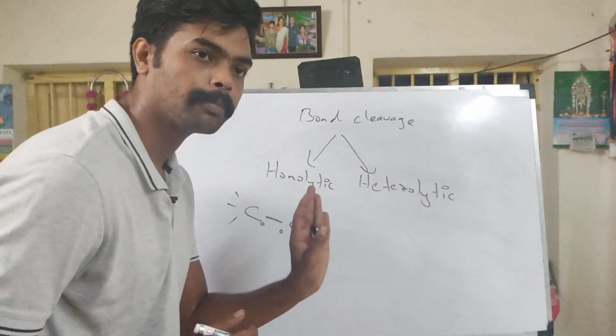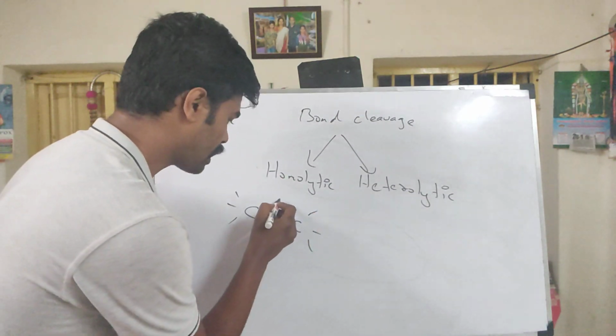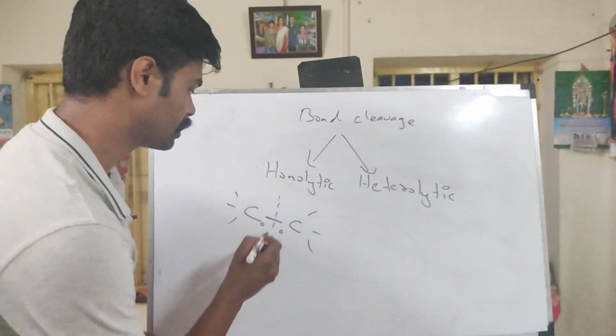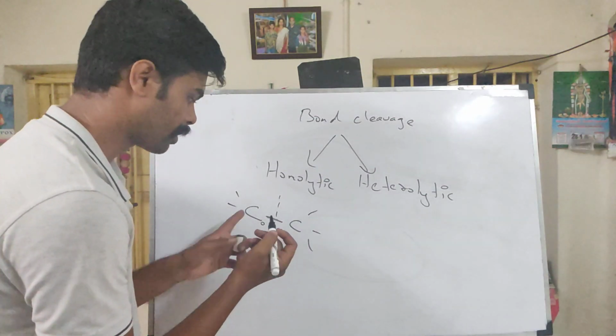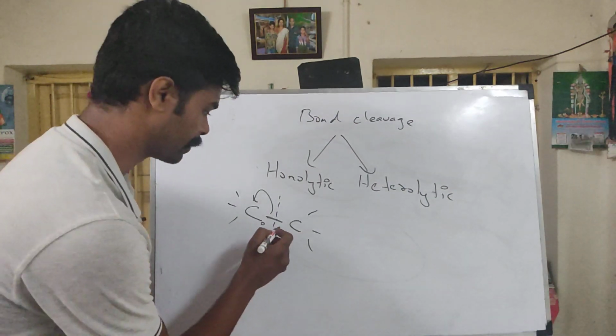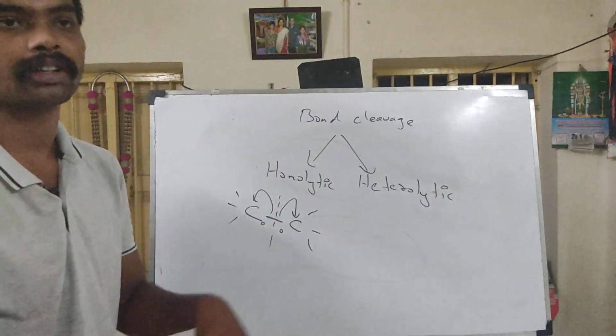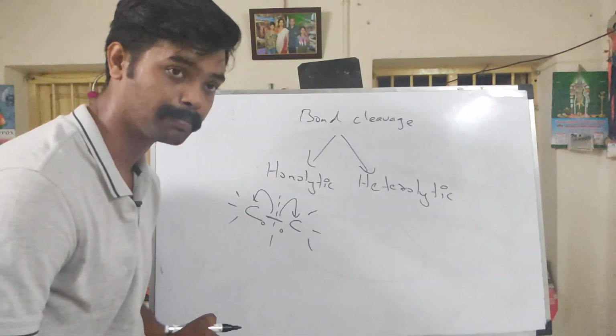Now I am going to break the bond in such a way that wherever the electron came from, the electron goes back there. That means the electron came from here, so it goes back to this carbon atom, and this electron came from this carbon atom, and it is going to go back to this carbon atom. It is very simple, right.